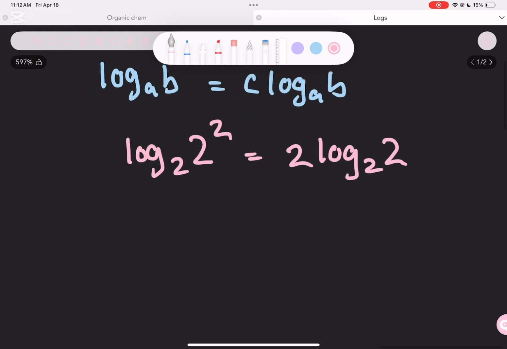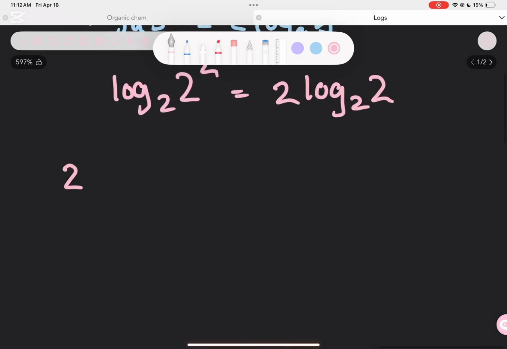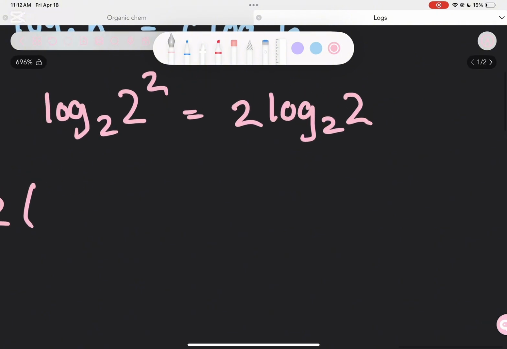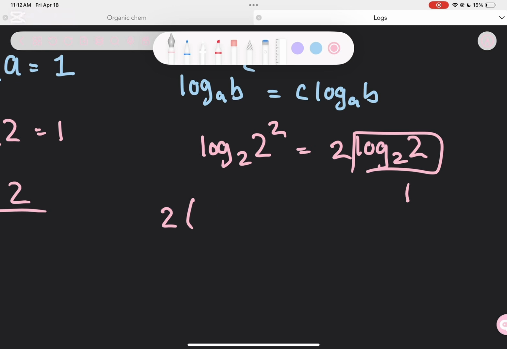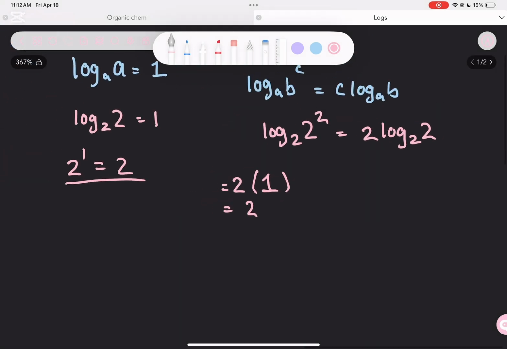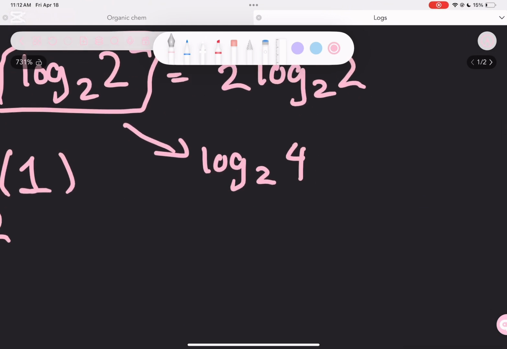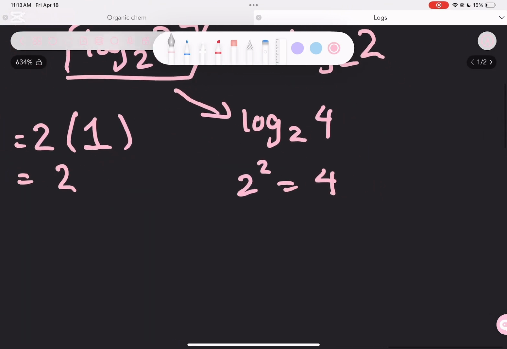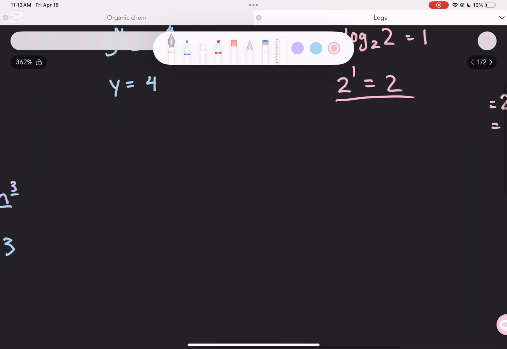And you can see that if you calculate it, it's still correct, because if we solve for the log in here first, log base 2 of 2 is equal to 1, because we're applying the rule from before. So you're just multiplying this by 1, and 2 times 1 is equal to 2. That would be the same answer here, because you could write this one as log base 2 of 4, since 2 squared is equal to 4. And we know that 2 to the power of 2 is equal to 4, and therefore x is equal to 2. So you get the same answer either way. That's how the power rule essentially works.